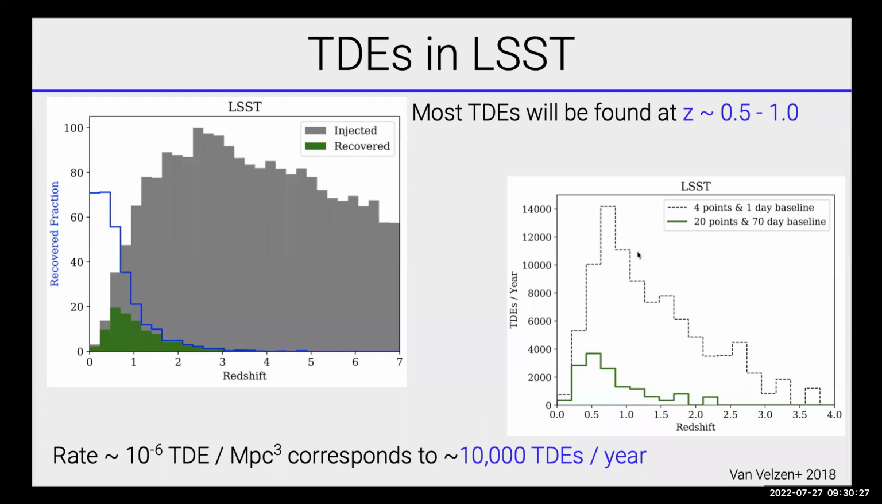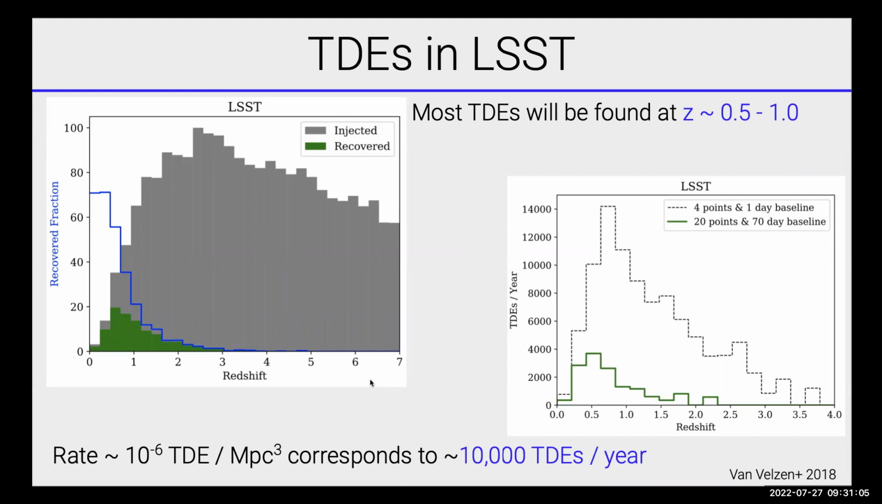So over here, I'm showing the actual net number of TDEs we're expecting to find. The black line shows 4 data points, which is the minimum that Fleet needs to work, and then 20 data points spread over 70 days, which is what we're calling a well-observed TDE. And in this case, for a rate of 10 to the minus 6 TDEs per megaparsec cubed per year, which is roughly what the agreed upon rate is right now, that's around 10,000 TDEs per year that are going to be in the survey, well observed. That does not necessarily mean that we know they're TDEs. We just know they're in the survey, right? And that's where Fleet comes in.